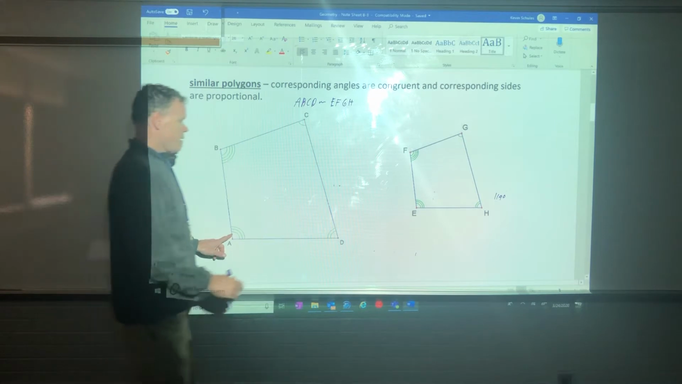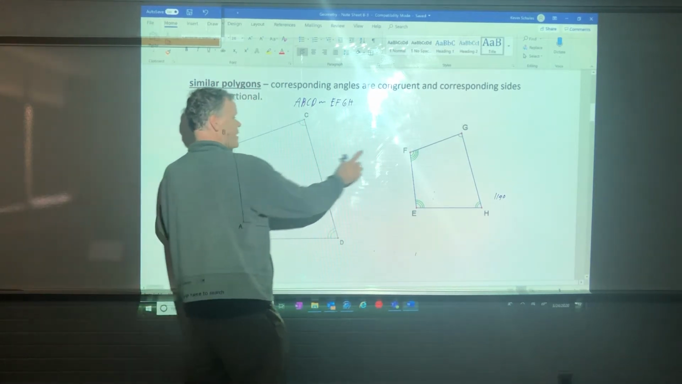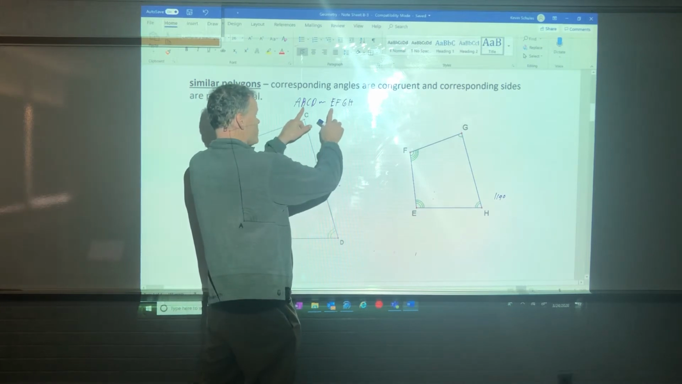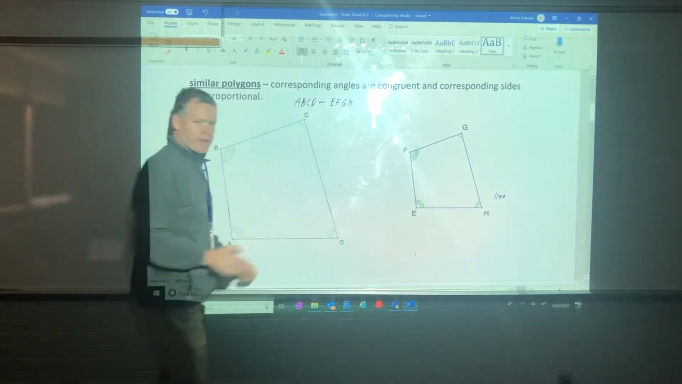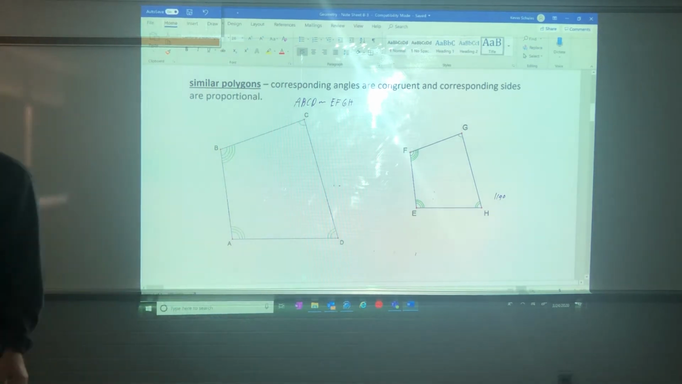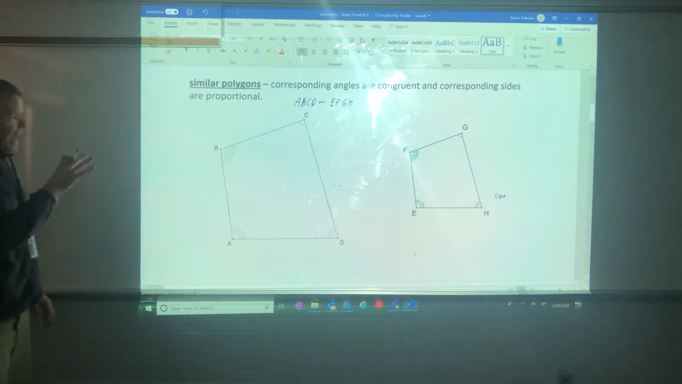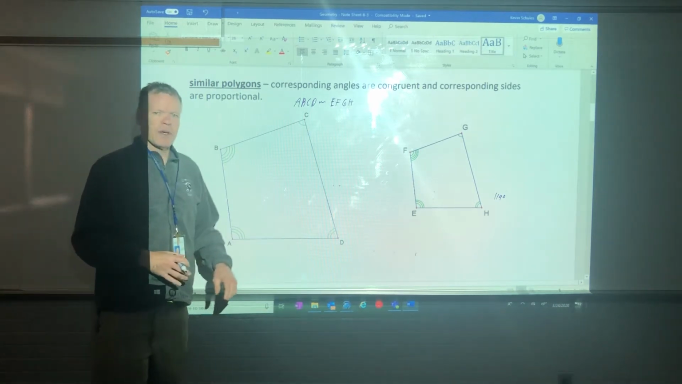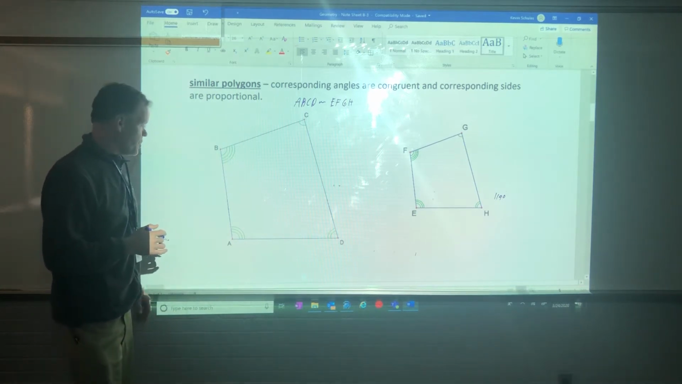Very important that you line everything up properly here when we're talking about similarity. Notice A and E are going to be the first ones here when we line them up, okay? B and F are the second ones, C and G are the third ones, and so on. Everything lines up, okay? And we're talking about similar polygons. Now, the angles here are going to be congruent, but your sides are going to be in proportion.